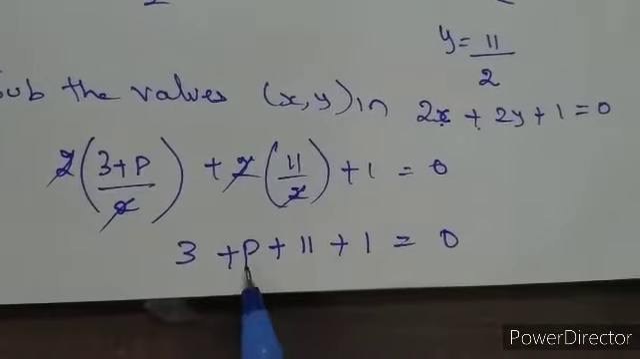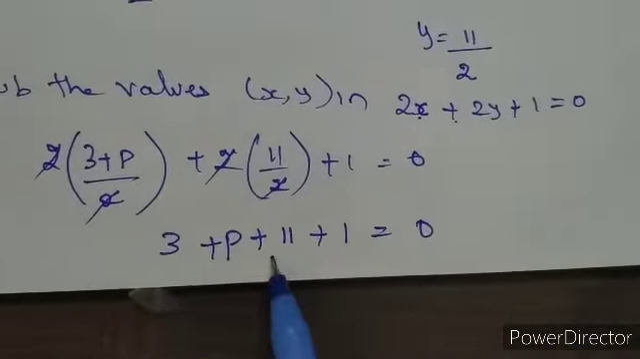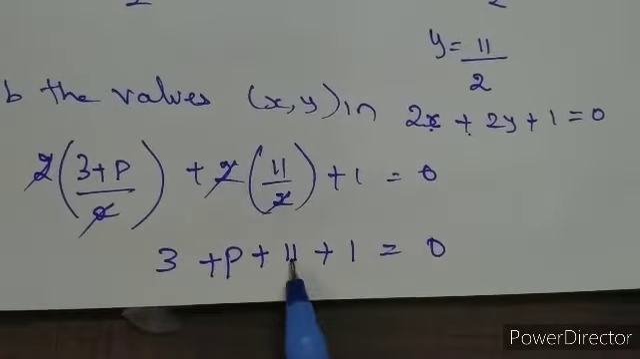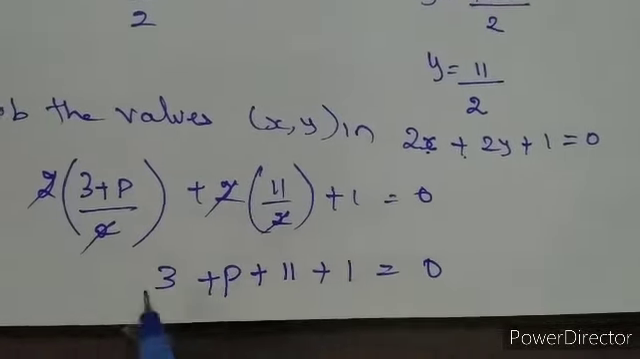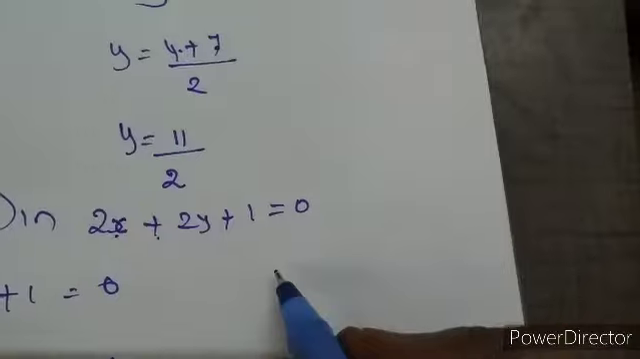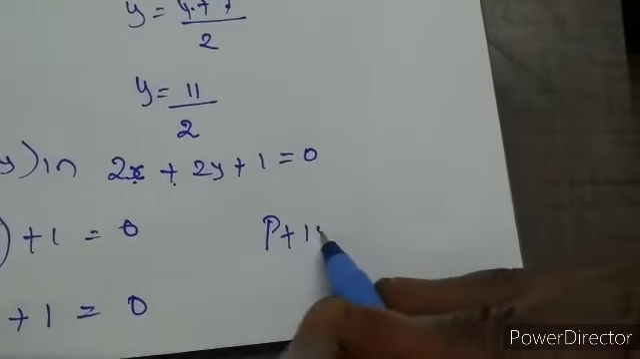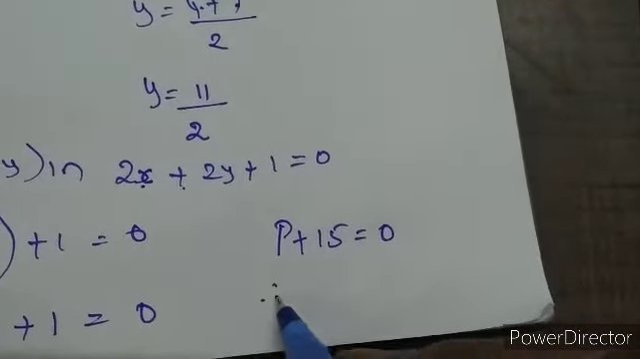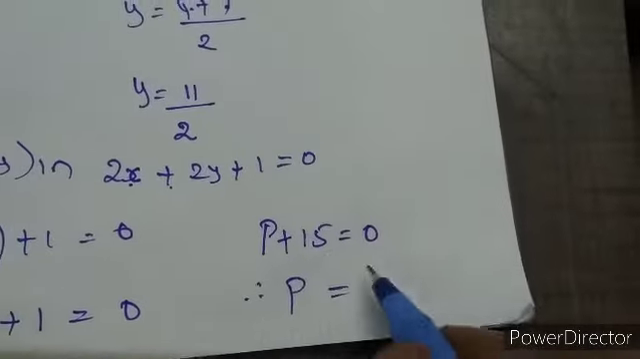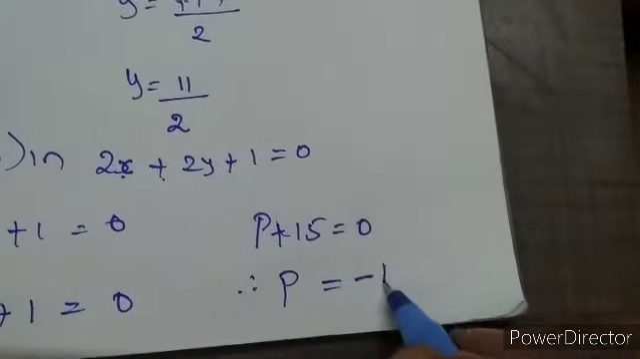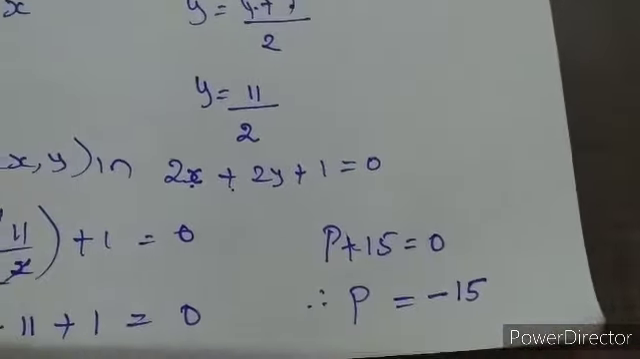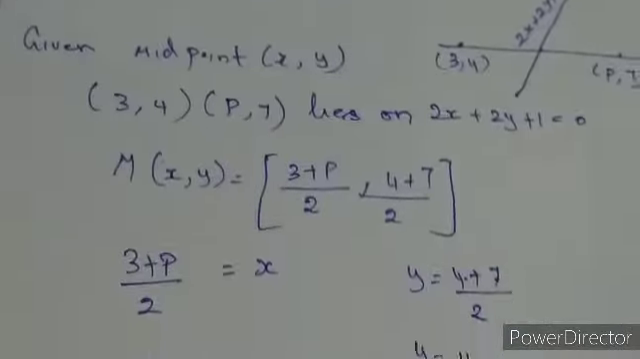Now for the p value, we can add the rest of the constant numbers. So 11 plus 1 is 12, 12 plus 3 is 15. So p + 15 = 0. Therefore, the value of p equals minus 15, since plus 15 comes to this side as minus 15. Understand this sum?